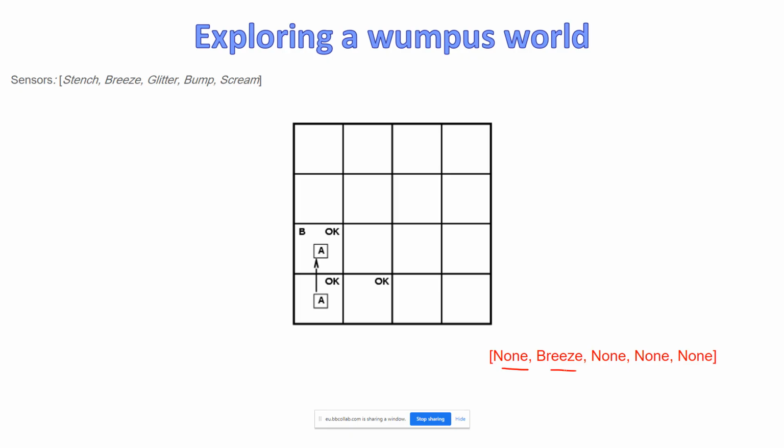That's why we have B here. We didn't finish yet. Having a breeze here doesn't mean that the Wumpus is here. Sorry, it's not Wumpus. Sorry, breeze means a pit. So breeze means that there is a pit here or here, but there is no Wumpus here and there is no Wumpus here because we didn't get stench.